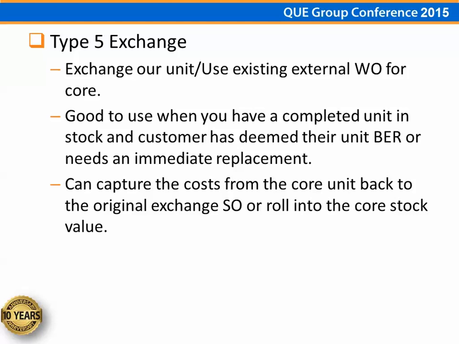So the Type 5 exchange is when we exchange our unit and we use an existing external work order for the core. So your customer's already sent you a part, you're working on it. Maybe their unit's BER, maybe they're in a hurry, but you have stock that you can send them right now, and you're going to keep their unit to take that place. You can capture the cost from the core unit back to the original exchange, or you can roll the core stock value. It's up to you depending on how your company is structured and how you choose to do your costing.